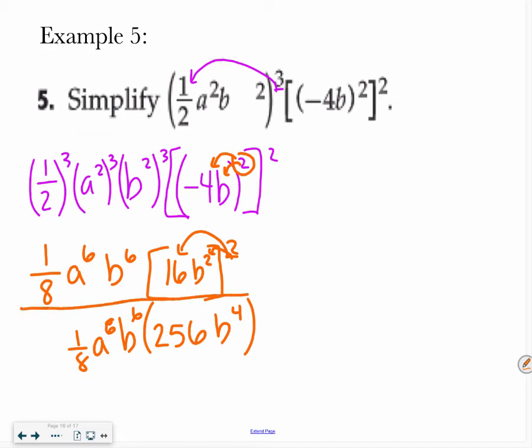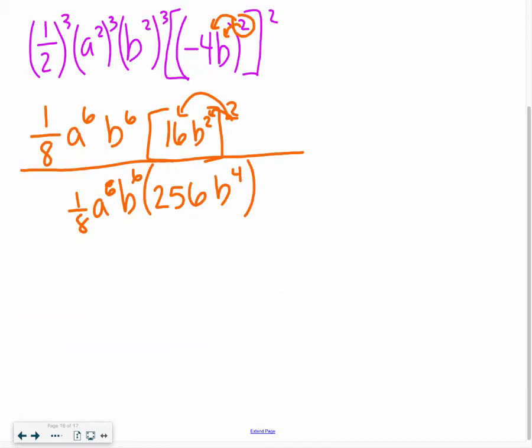Draw a line to help separate. Now I take my numbers. I have 1/8 and 256. So that's 256 divided by 8. And that equals, I want to simplify that right away. That ends up being 32.